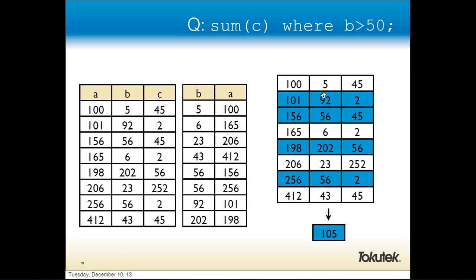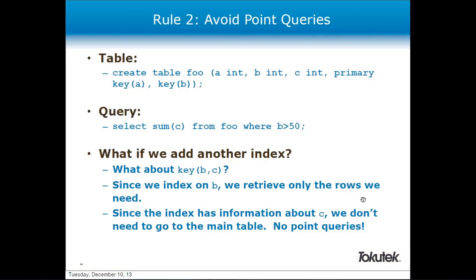All right, so that's just an example of a table scan here. Once again, this is fast, but there are just way too many white rows that you're going to be reading to satisfy this query. So we want to avoid point queries. How about we add the index of B comma C?